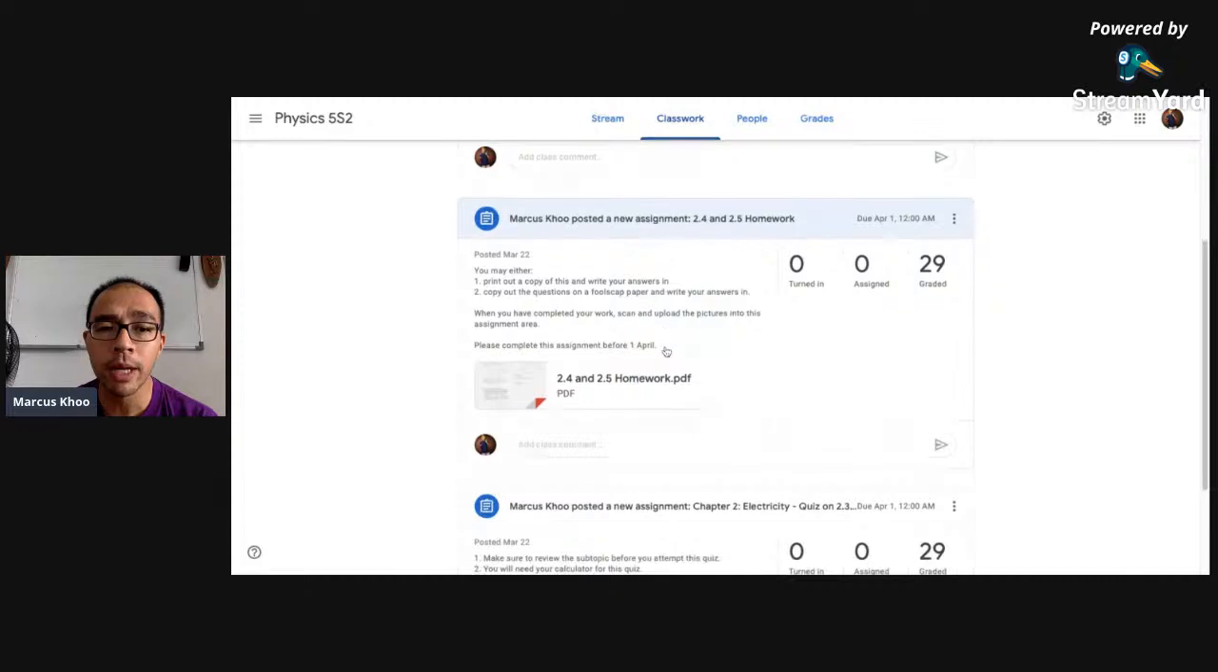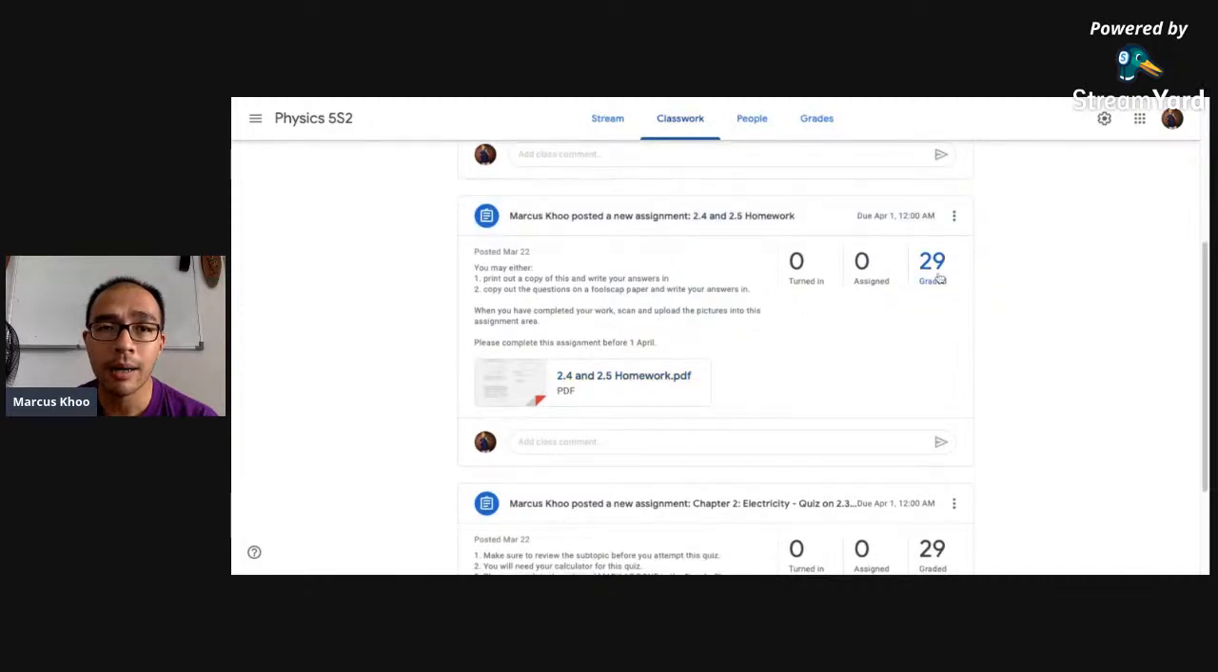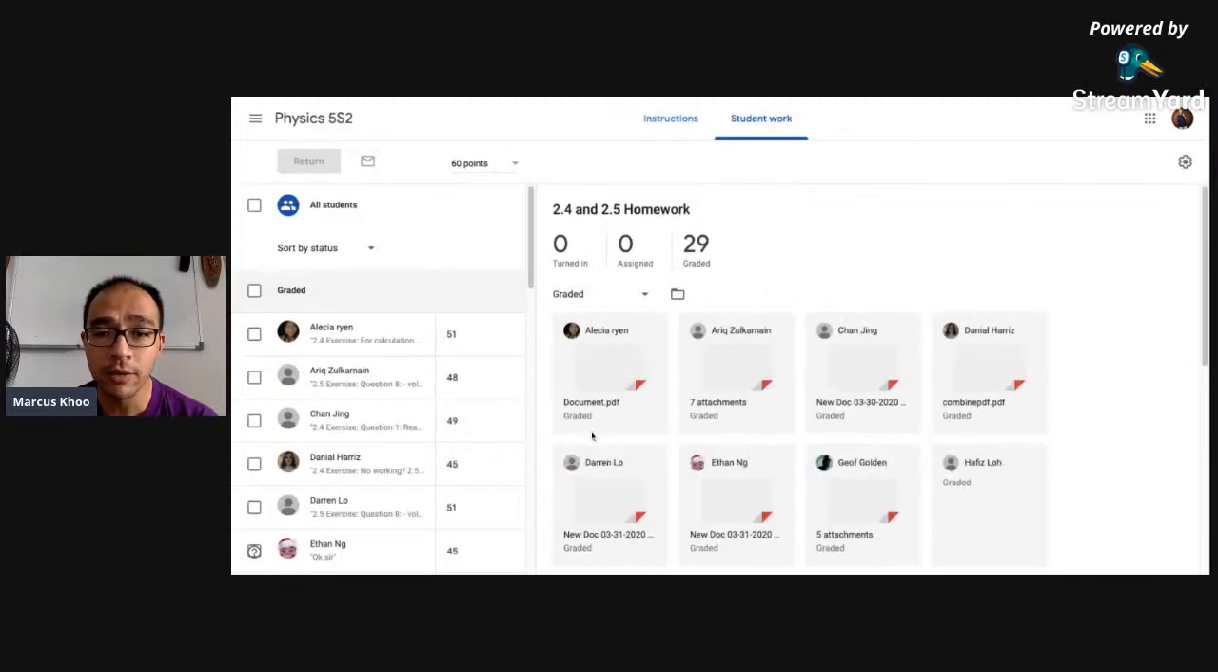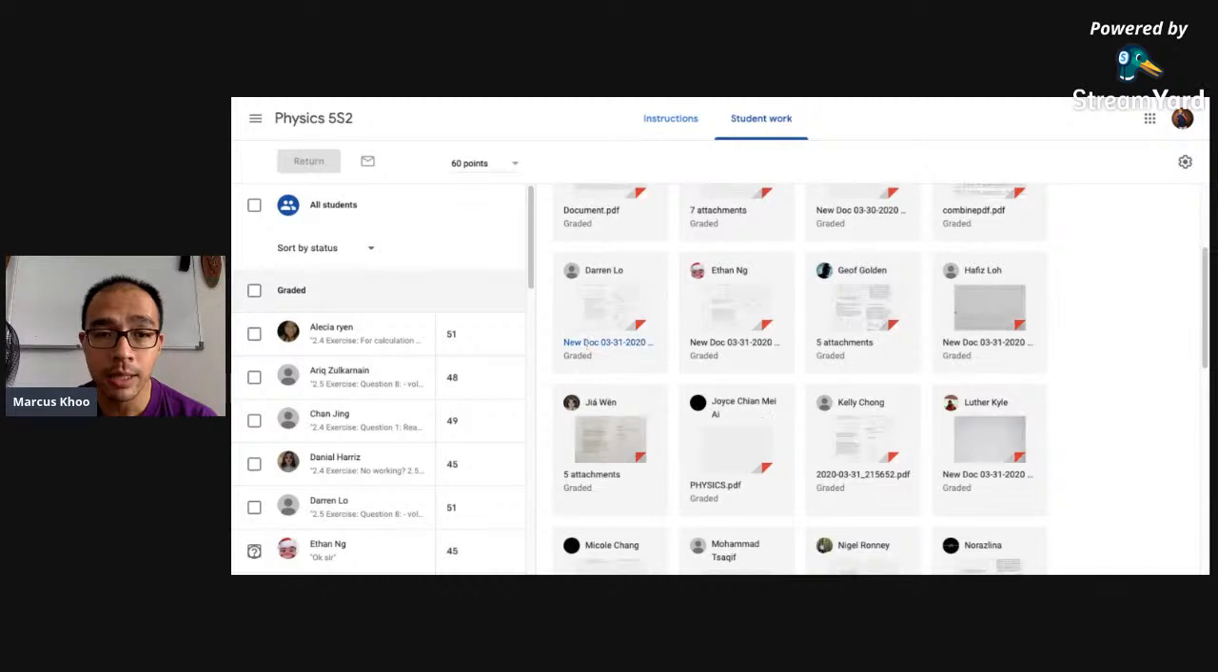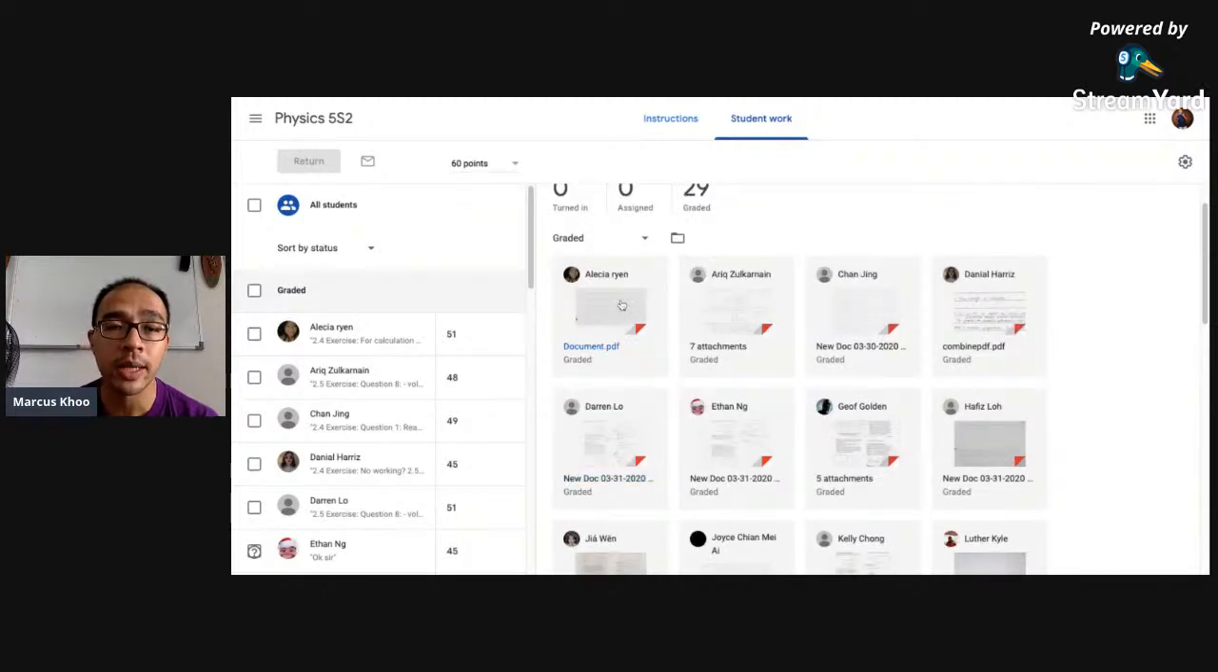Because if you put it into many pictures, then it's very difficult for me to see. Let me see. I'm going to take, for example, Alicia Ren's one. Oh, yeah, it is still here. So if you put it into one PDF, you scan everything into one PDF, then it's easy for me to scan and to give my comments. If you do multiple pictures, then every single picture I will have to click and load. So it takes up a lot of my time.